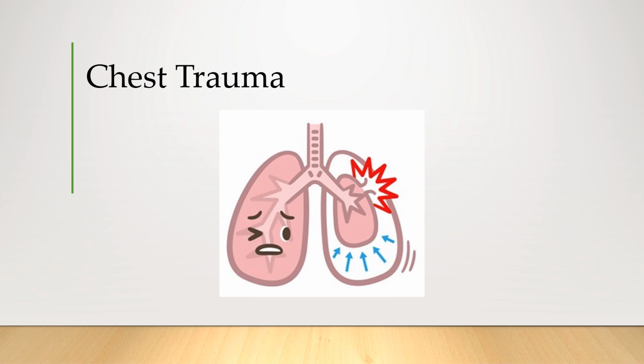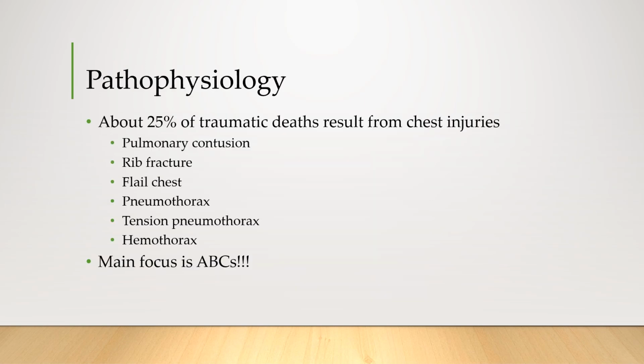All right, chest trauma. So roughly 25% of traumatic deaths do result from a chest injury. So a pulmonary contusion, which can result in rib fracture or flail chest, a pneumothorax, we're going to be watching for ABCs here.